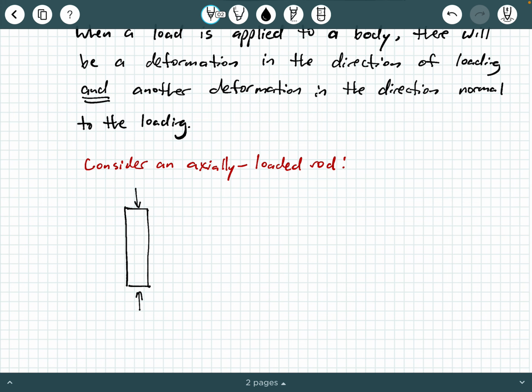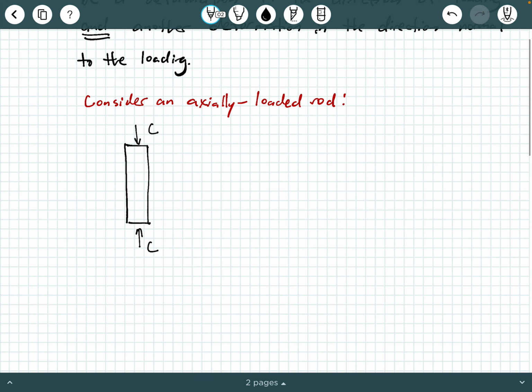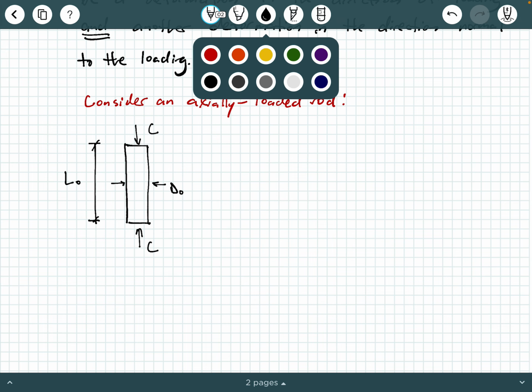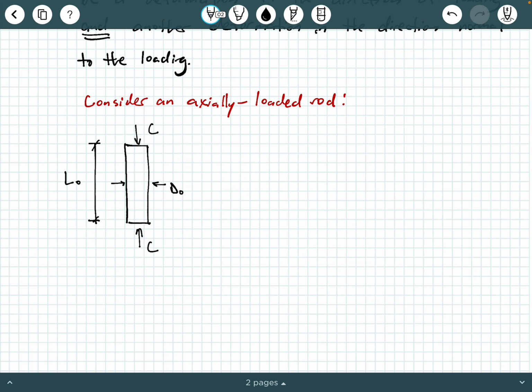And let's say that this is going to be a compressive force. Let's just call it C. And then let's say that the rod has an original length L naught and an original diameter D naught. When this load is applied, this rod will tend to deform. Think about it yourself: how is this rod going to deform when it is subject to this axial compressive load here?